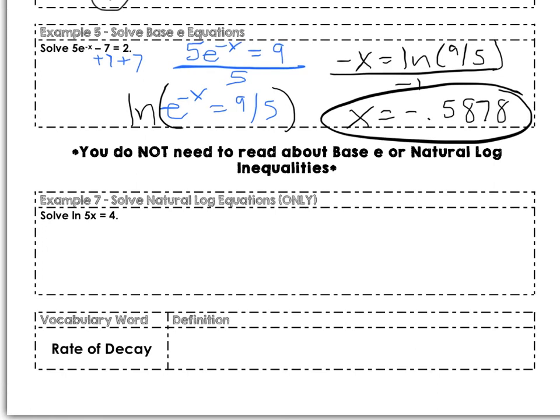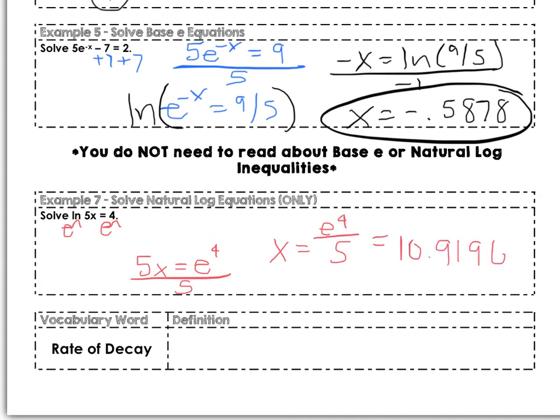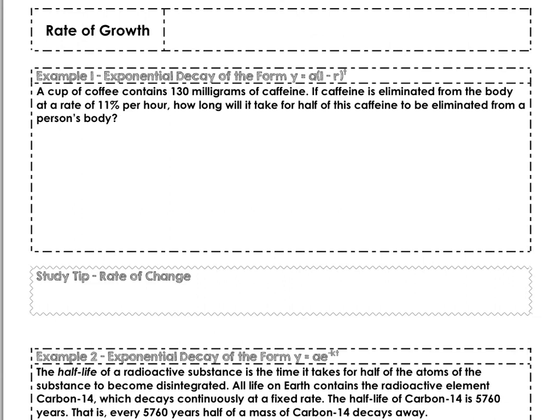Alright, what about this very last one? Solve natural log of 5x equals 4. Well, everything's already isolated that I needed to have isolated, so all I need to do is get rid of this natural log. The opposite of natural log is e, so I'm going to raise everything to the power of e. So 5x is equal to e to the 4th power. Divide both sides by 5. So x is equal to e to the 4th over 5. Type that into your calculator. You can get approximately 10.9196.